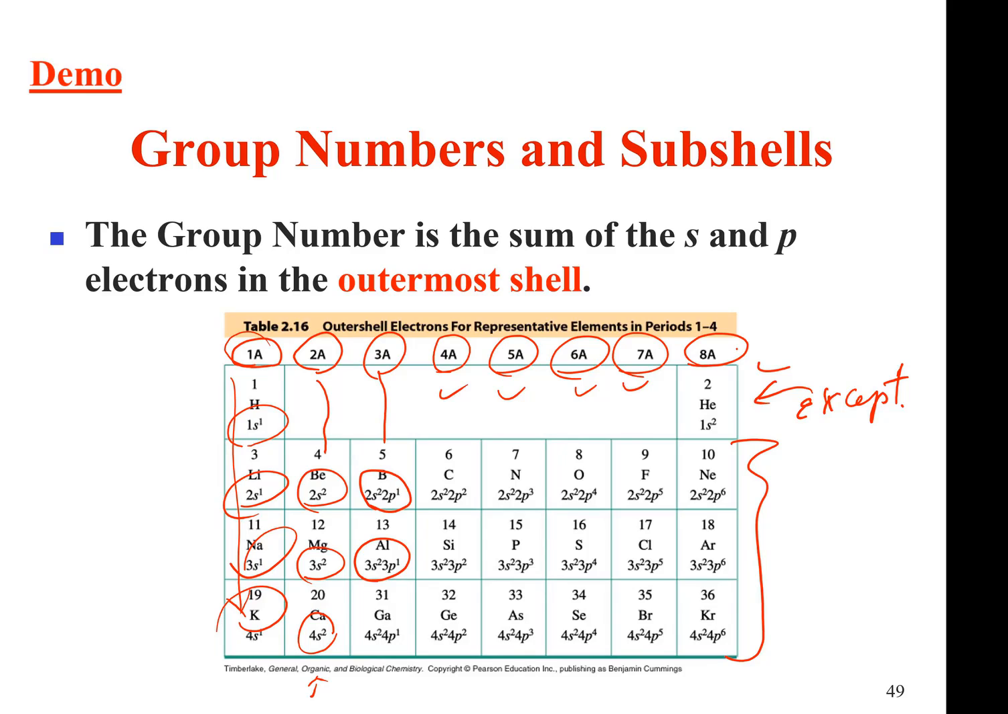So helium is an exception because it has only 2 electrons. It can't have 8 electrons in the outer shell. But the rest of these elements in group 8A, they all have, look, 8 electrons, 8 electrons, and 8 electrons in the outer shell, and they belong to group 8A.